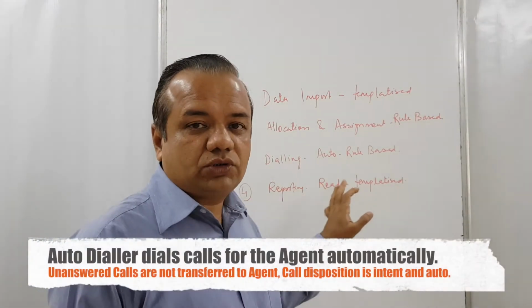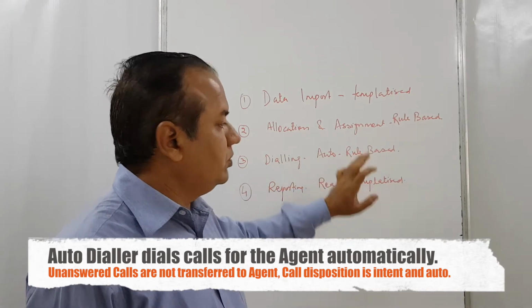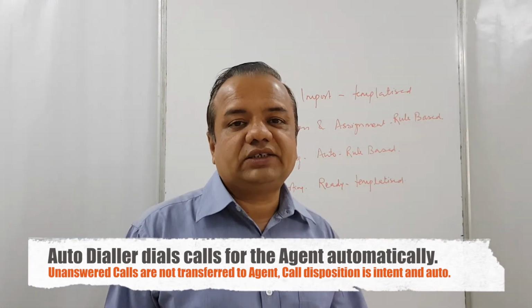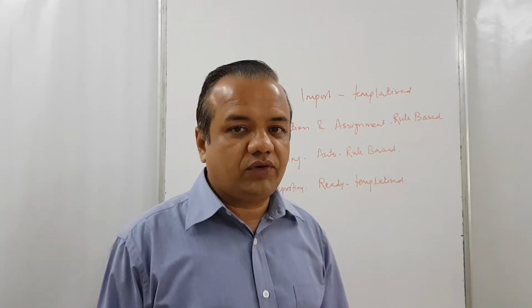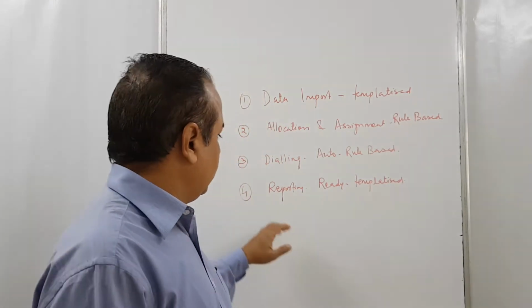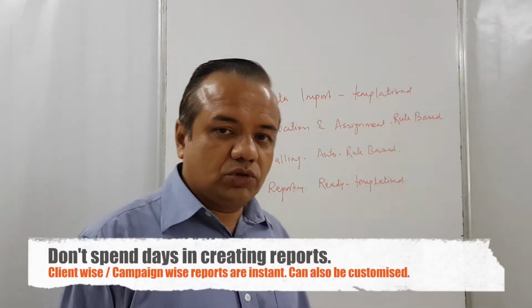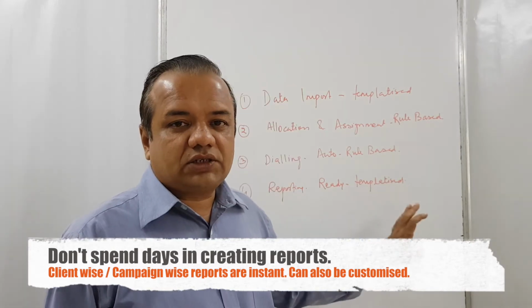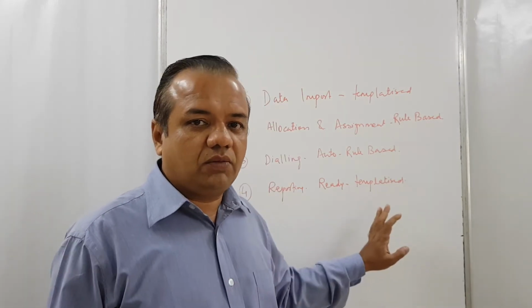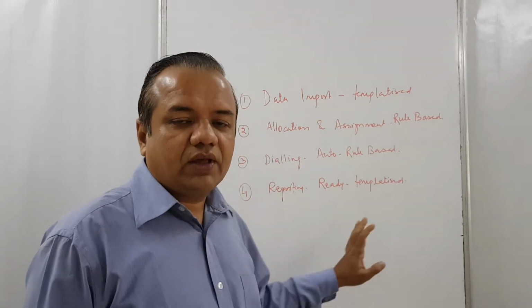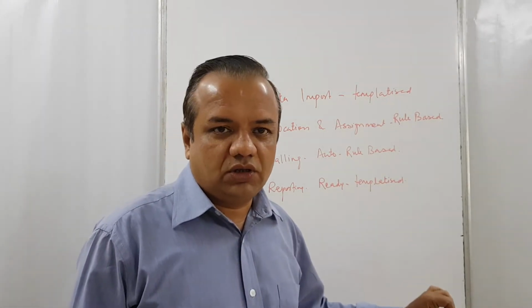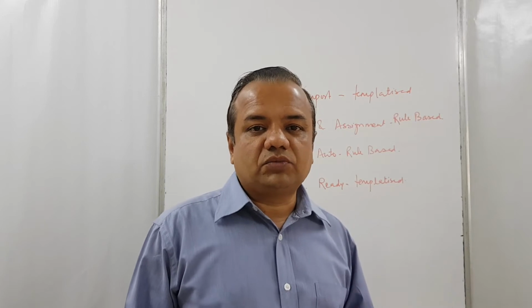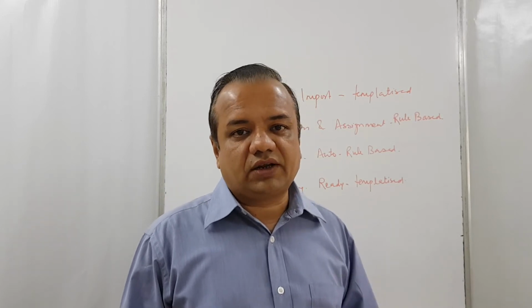Dialing, which is the most time-consuming part, is also rule-based and auto-dialing. So the agent doesn't have to dial each and every number. The dialing happens automatically. Reporting, which is the most time-consuming part for any collection agency: there are various templates for various banks, and all the reports required by those banks are readily available in the solution. Now let us understand the various components of the solution and how this entire thing is going to work.